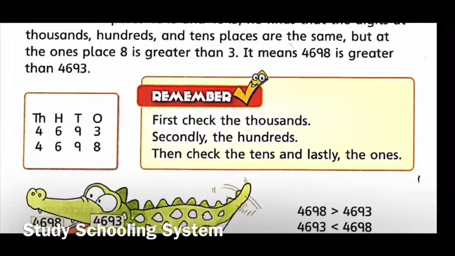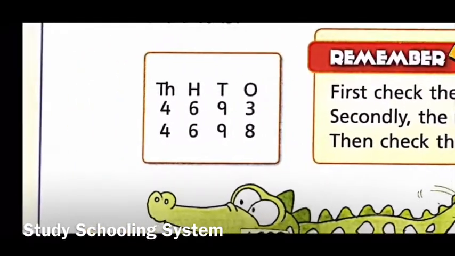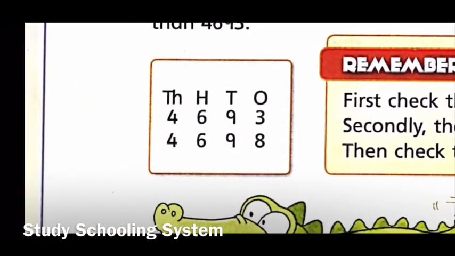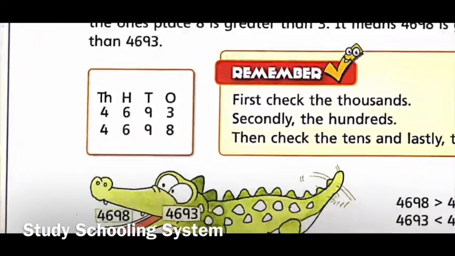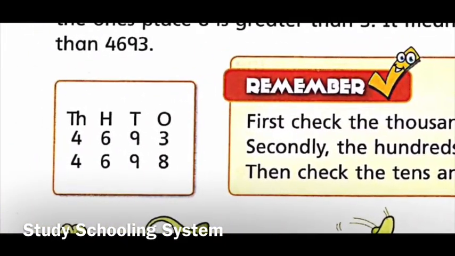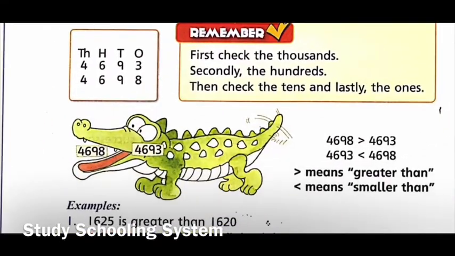Now let's read the remember box. First check the thousands. Secondly, the hundreds. Then check the tens, and lastly the ones, which is what we did. 4 is the same in the thousands position. 6 and 6 in the hundreds position are the same. 9 in the tens, but then in the ones position the numbers are different. So that is how we compare.